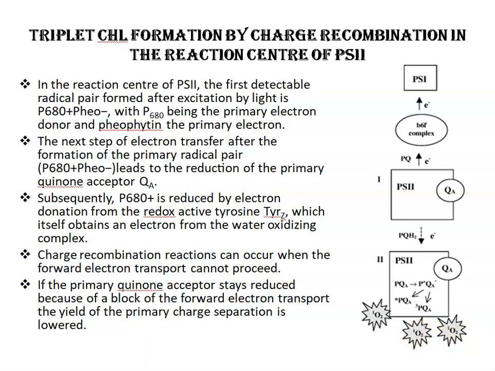Means if primary quinone acceptor stays reduced because of the block of forward electron transport, the yield of the primary charge separation is lowered.